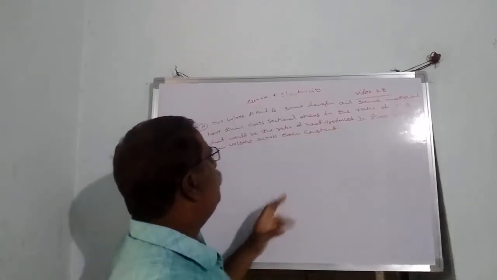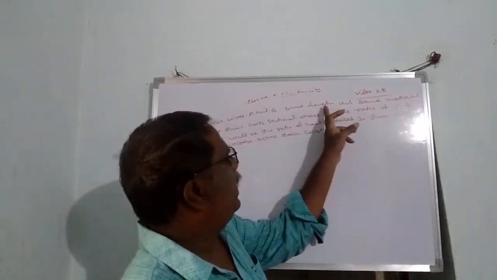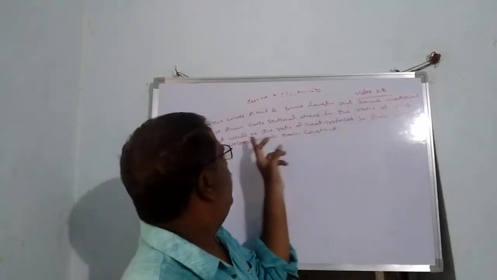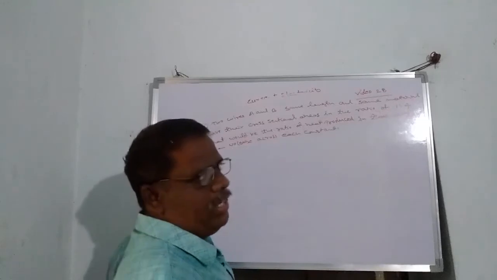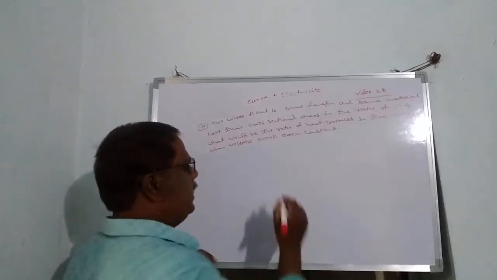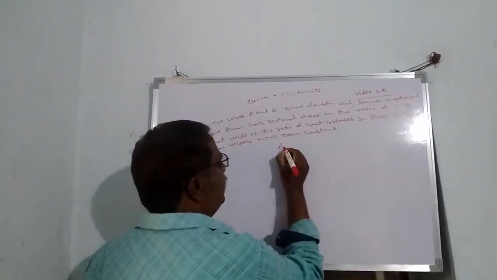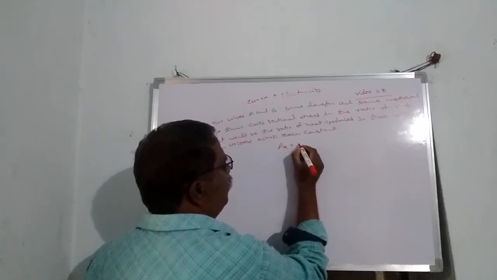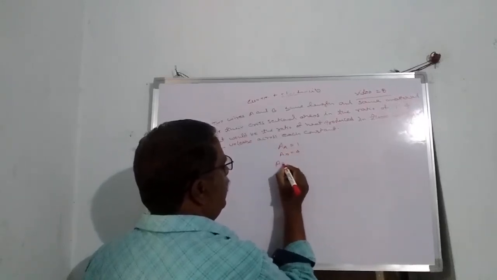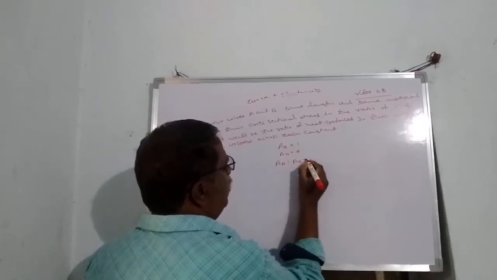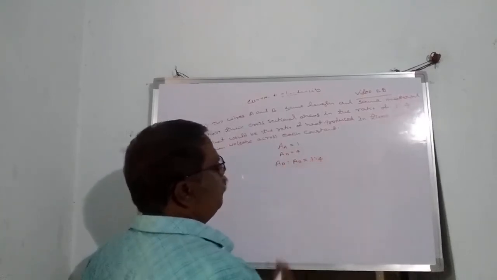So here are two wires, A and B. What are the conditions? Length is the same, and the cross-sectional areas are in a ratio. The material is also the same, the length is the same, but the area of cross section differs. Let us say the area of cross section of A is 1, and the area of cross section of B is 4. So AA is to AB is equal to 1 is to 4.